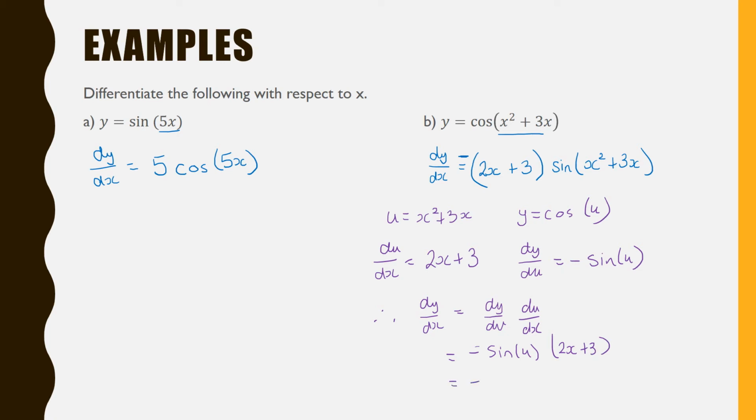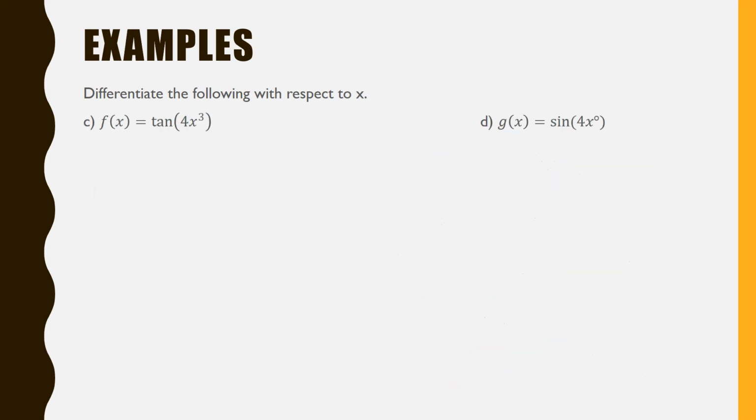Remember, we want the whole function, so we put it in brackets, and instead of u we can substitute in our u that was defined earlier. And you'll notice that this is the same answer as what we achieved before. It is entirely up to you which method you prefer to use. Personally, I think using the chain rule is quite time consuming in this case. However, you are welcome to work it that way.